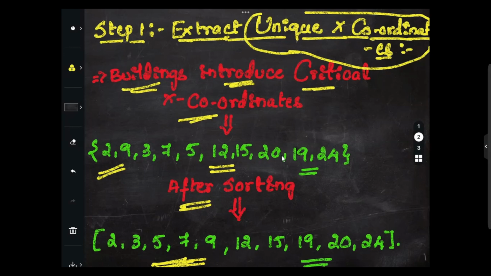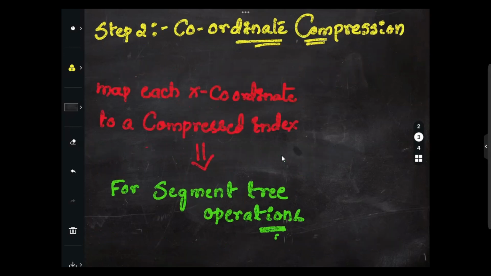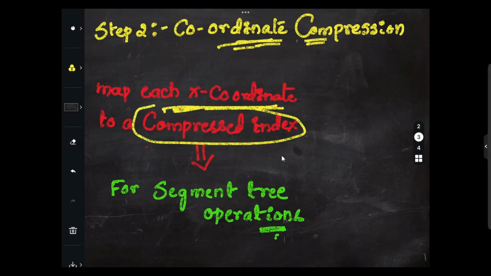Let's come to the second step. This is more of a theory question. So let's go with coordinate compression. When I say coordinate compression, we are mapping each x coordinate to a compressed index. Why are we mapping each coordinate to the compressed index here? For the segment tree operations.